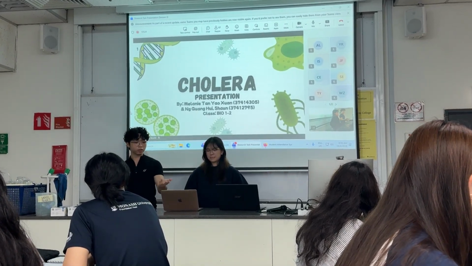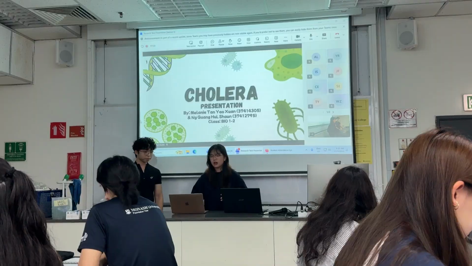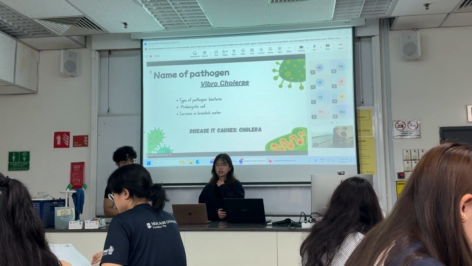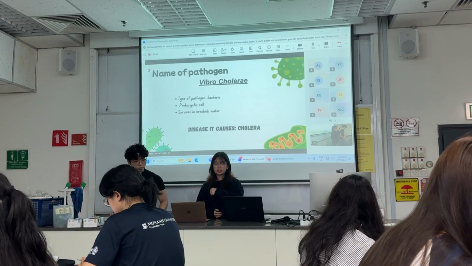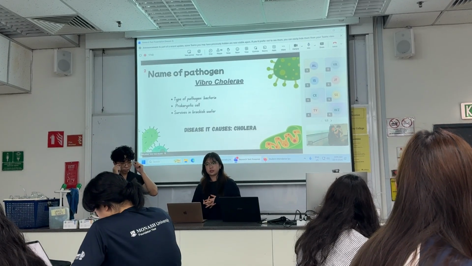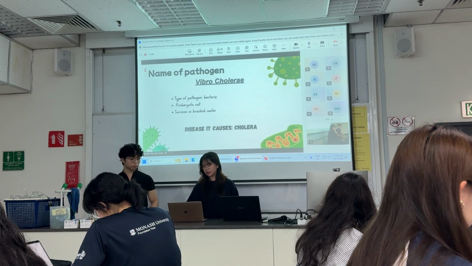Today we are presenting cholera. So the name of the pathogen is Vibrio cholerae. It's a type of bacteria, and it's a prokaryotic cell. It survives in brackish water, and the disease it causes is cholera.